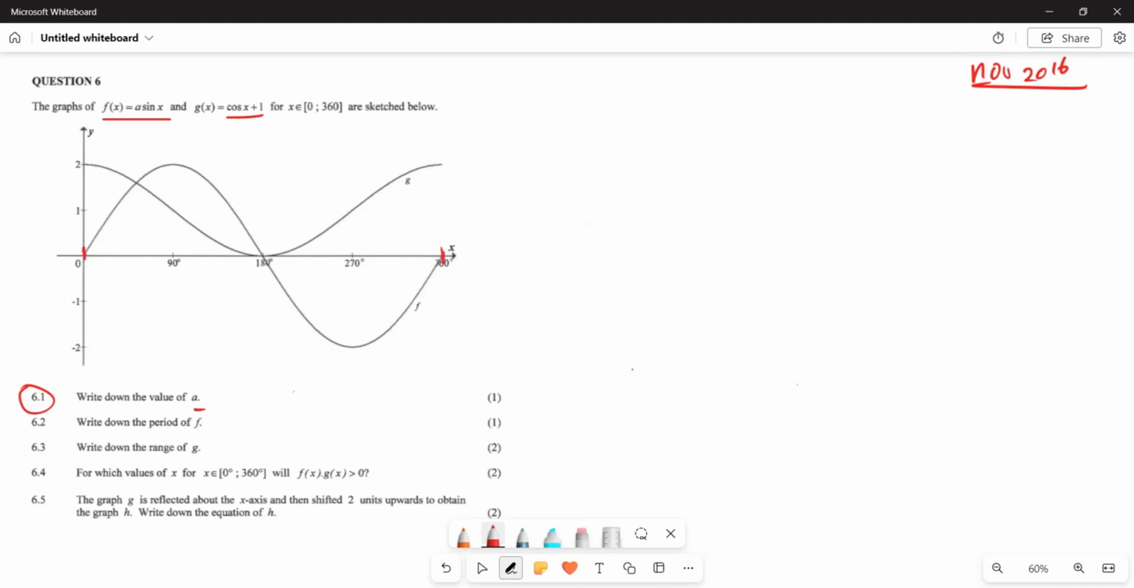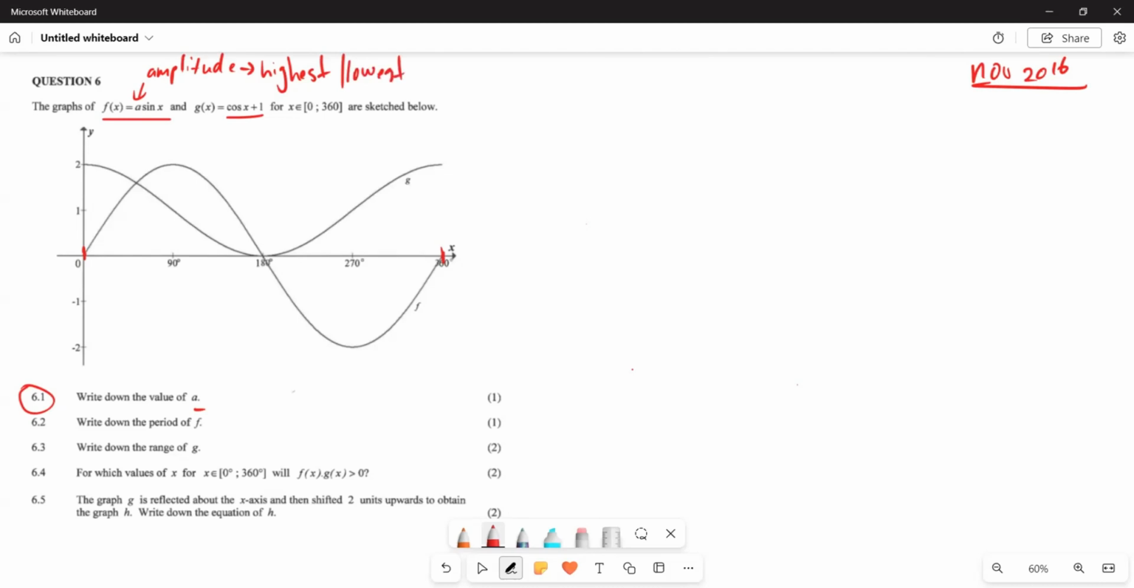Now, let's see what it is that you are going to do. They say write down the value of A. What is going to be the value of A? Remember, the A here represents the amplitude, right? What can be understood as an amplitude is the highest or the lowest point in our graph.